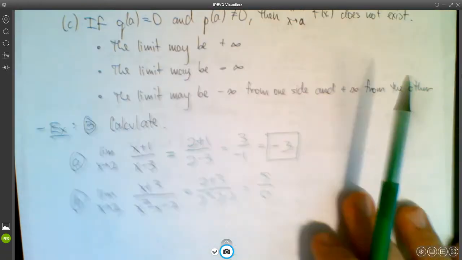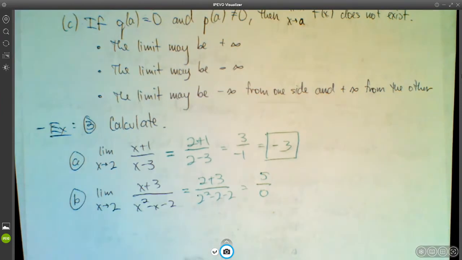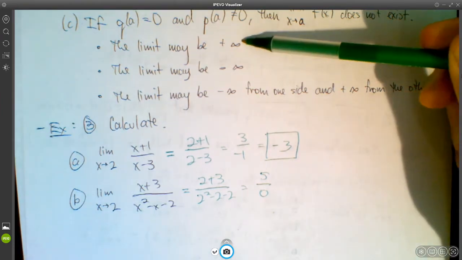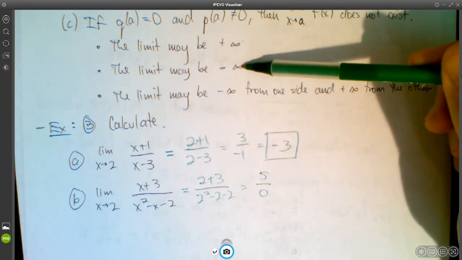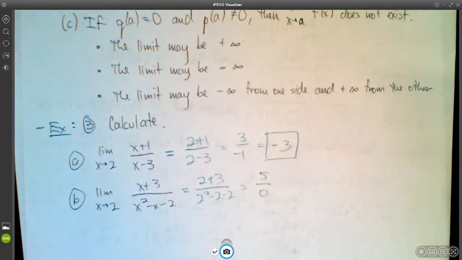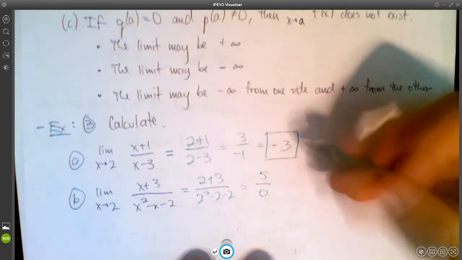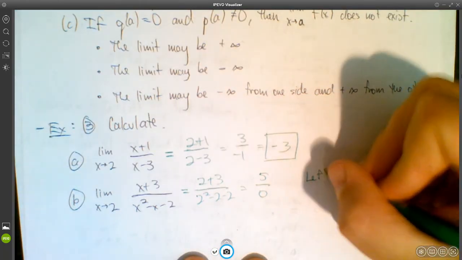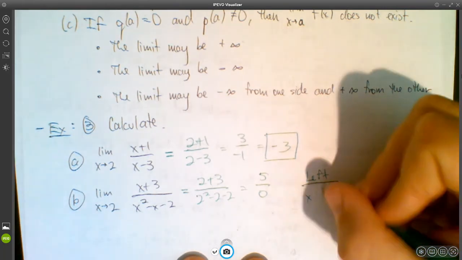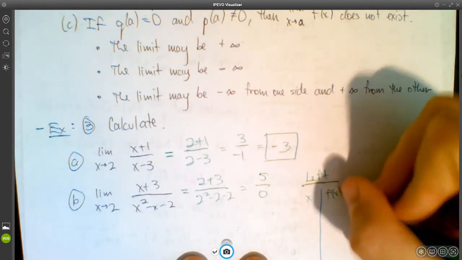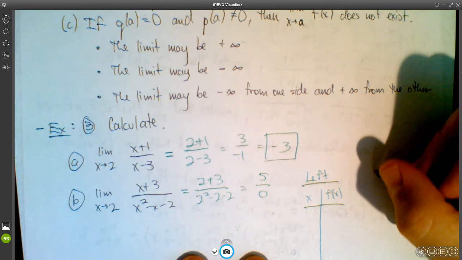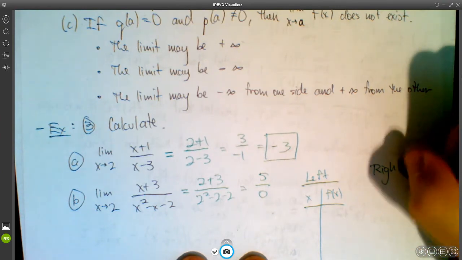Now, if we want to have a better understanding of it, we know that the limit doesn't exist, but is it shooting off to infinity? Is it shooting off to negative infinity? Or is one side going to negative infinity and the other side going to positive infinity? To figure that out, we have to make a table of values. So we'll make a table where we're approaching from the left, and then we'll make another table where we approach from the right.